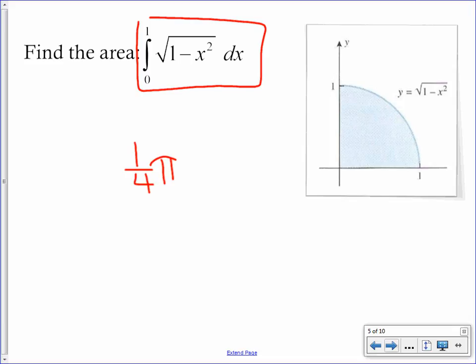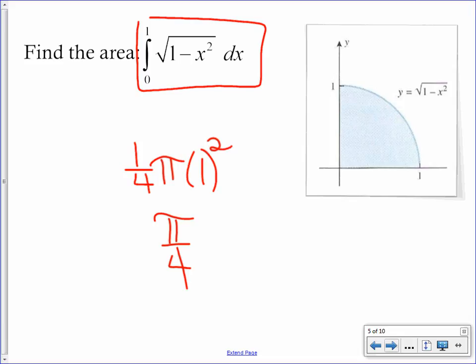1/4 pi r squared. Okay? If I had the equation, the square root of 4 minus x squared, what would our radius be? 2. Right here. Alright. Good reminder.